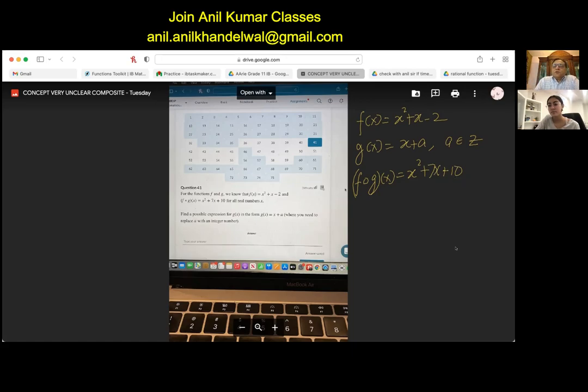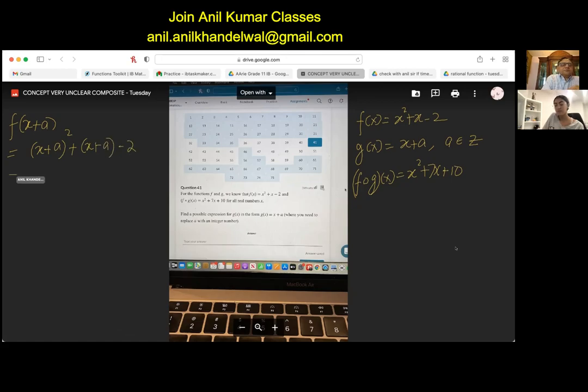So we really do not know the value of a, but we can figure it out by finding f of g, right? So let us substitute. f of g of x, we have assumed to be x plus a, correct? Substituting x plus a, you get x plus a whole squared plus x plus a minus 2, right?